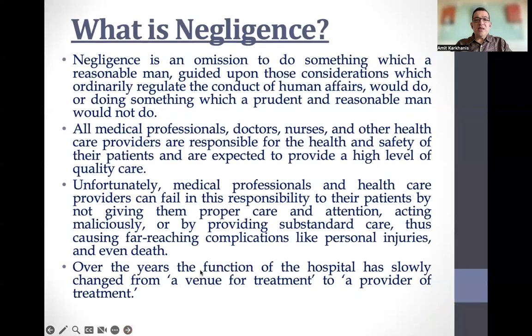What is negligence? Negligence is an omission to do something, like I mentioned, error of omission, which a reasonable man guided upon those considerations which ordinarily regulate the conduct of human affairs would do, or doing something which a prudent or reasonable man would not do. So the first point is about error of omission and commission.